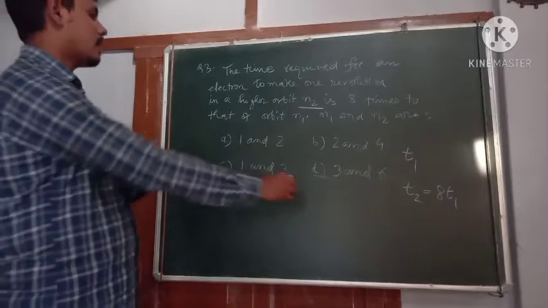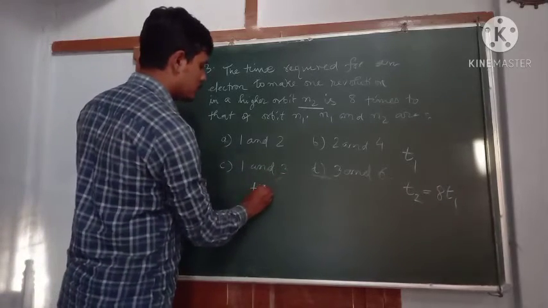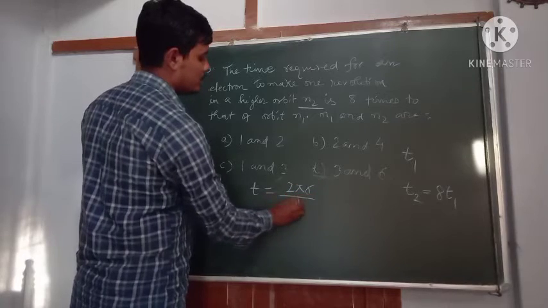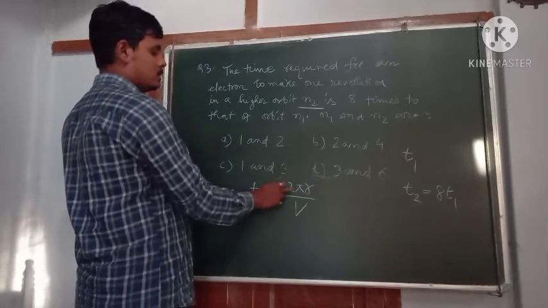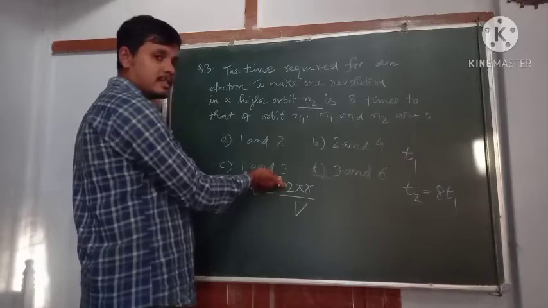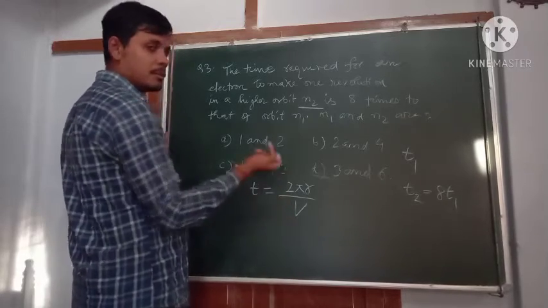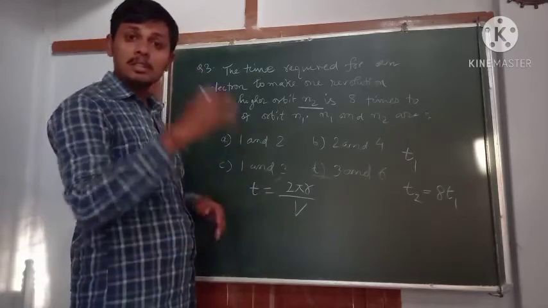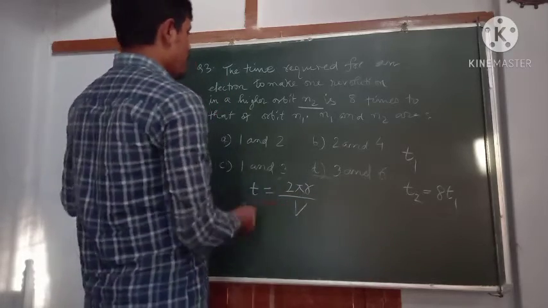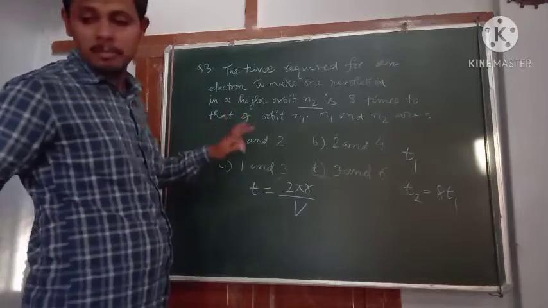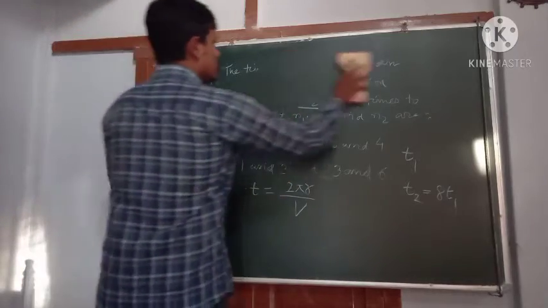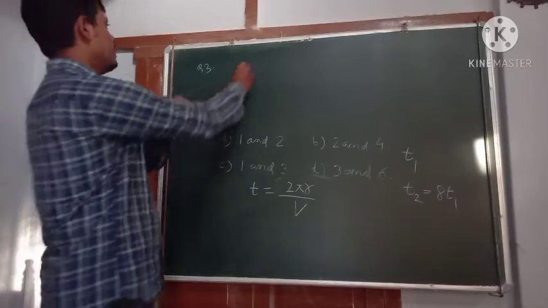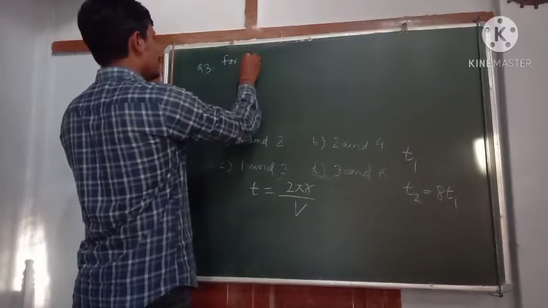So time required for one revolution equals twice pi r by v. Speed equals distance by time, that means time equals distance by velocity. So twice pi r by v, for circular orbits. So t equals twice pi r by v for orbit n1.